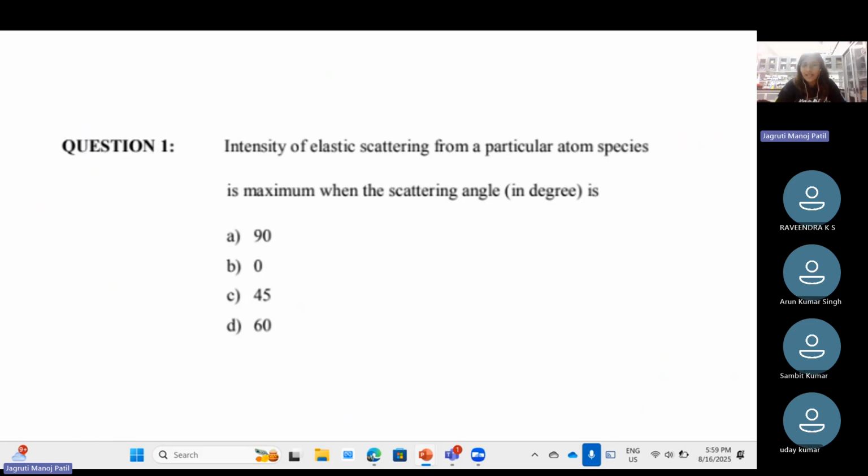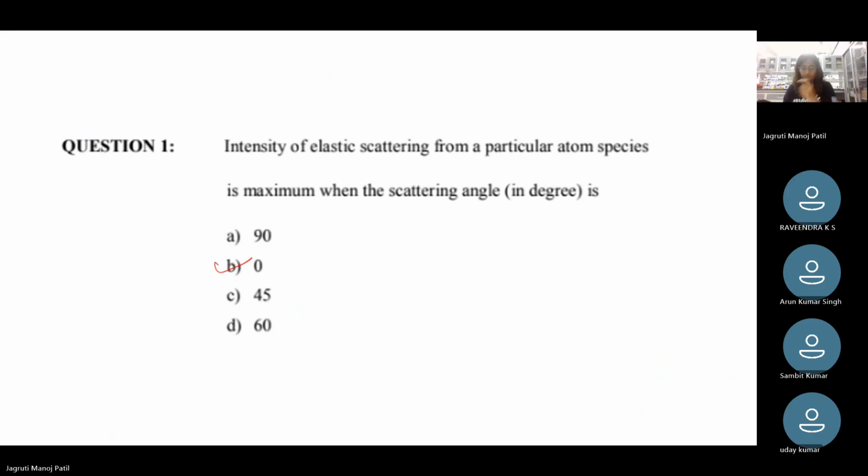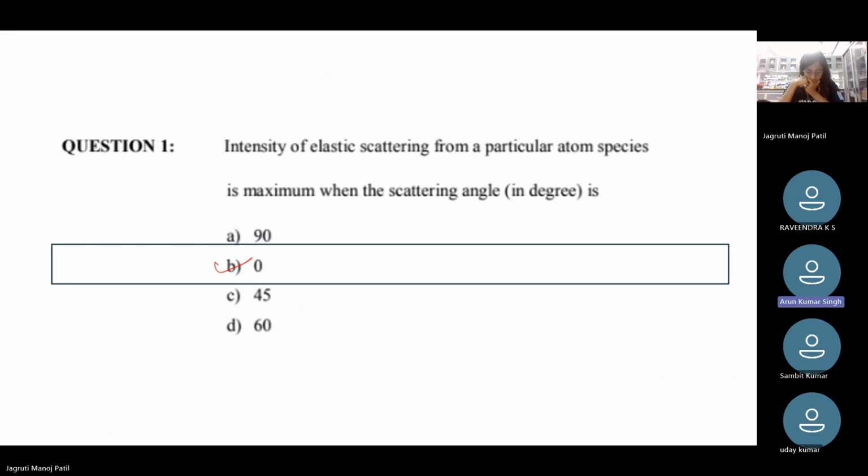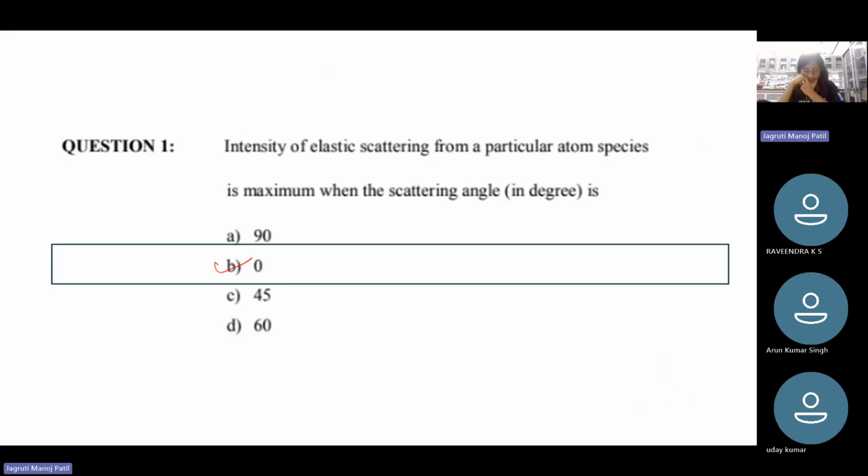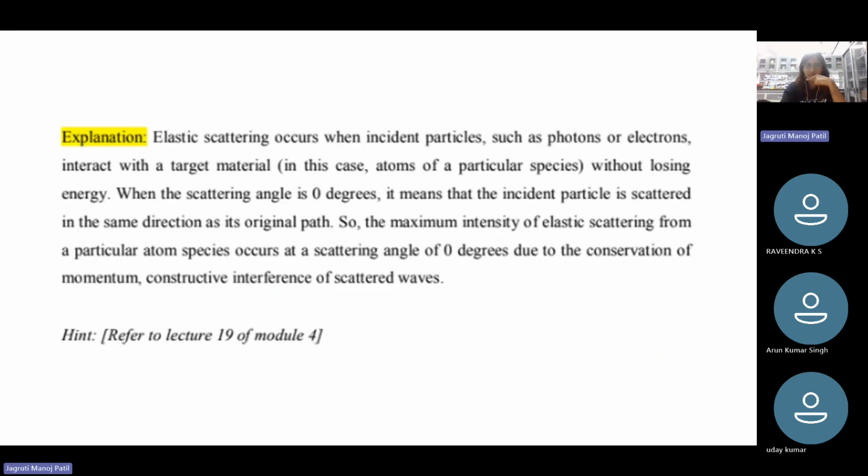The intensity of elastic scattering from a particular atomic species is maximum when the scattering angle is 0. Yes. So why? Because the scattered beam intensity is maximum near the optic axis. Exactly. The incident particles are scattered in the same direction as the optical axis of the microscope, so it's not deflected back. Everything goes directly through your specimen. Your explanation for the same is also here.